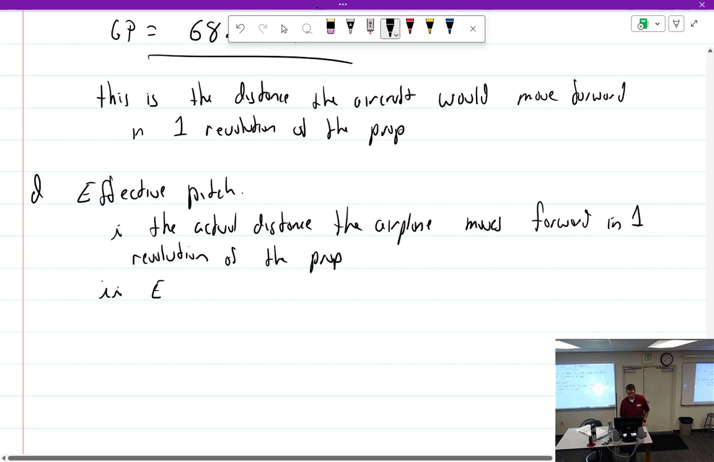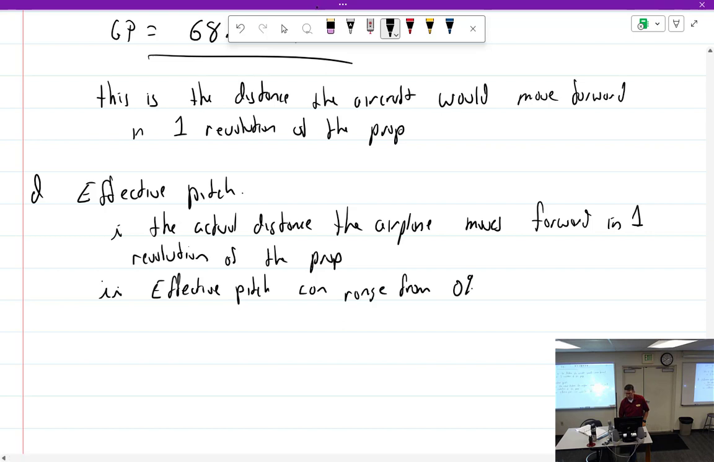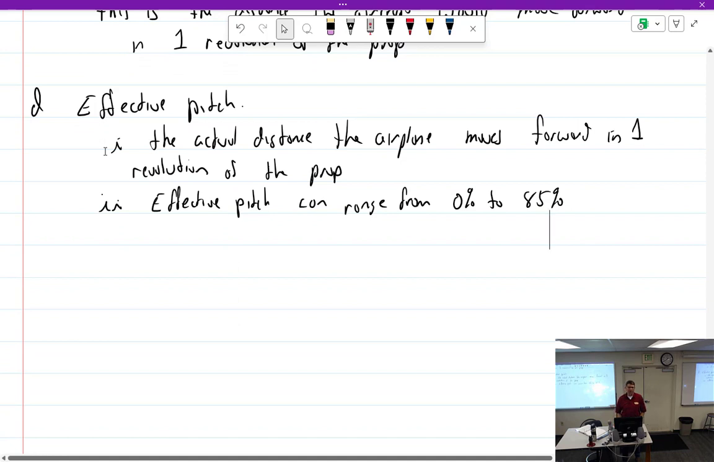So effective pitch can range from 0% to 85%. Why 0%? Got the brakes on, it's 0%. So you can go all the way up to 85%. That means it's not 100% efficient, it's 85% efficient. Best case scenario according to this right here.